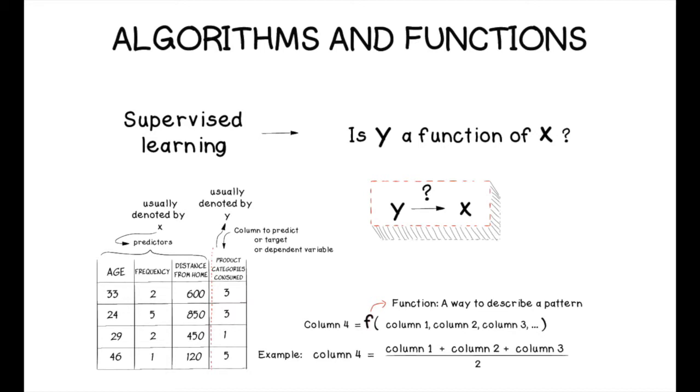In supervised learning, the dependent variable, also written y, is a function of the rest of data, x. A function is a way to describe how y is related to x. A function is also a mathematical object.